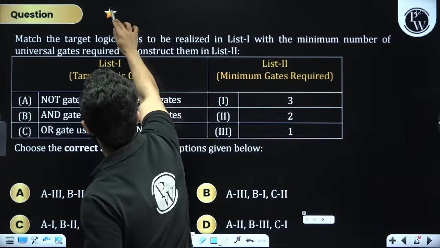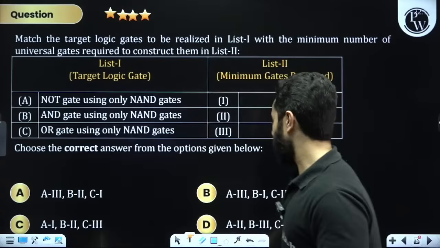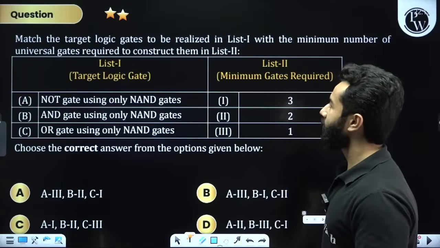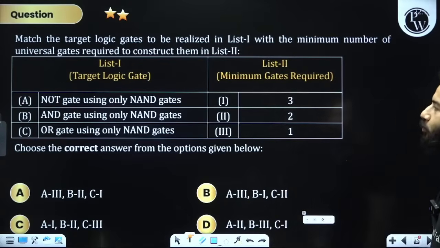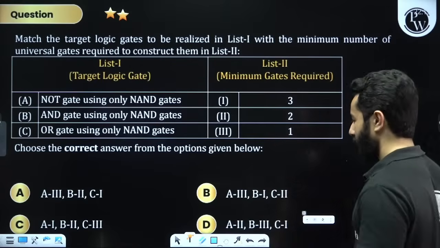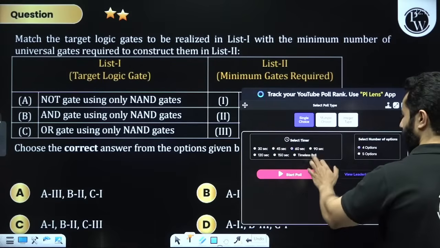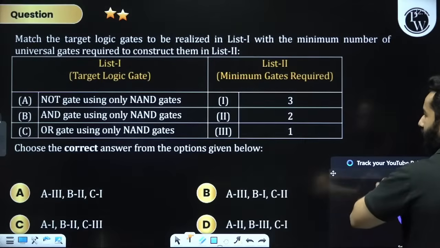Acha, this is a nice question from Mission 30. So you guys can solve this. This is a nice problem. Not suitable for 2 stars, 4 stars, but fine. A new type of problem. Let's start. 90 seconds. Let's begin. See what they are saying.